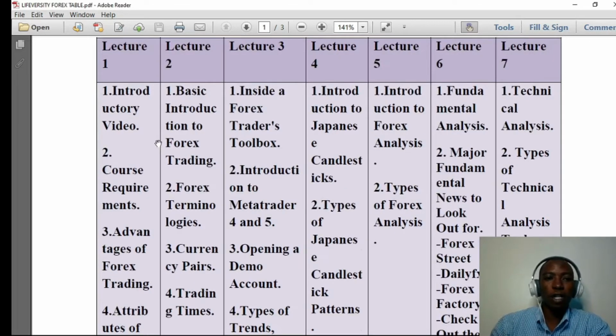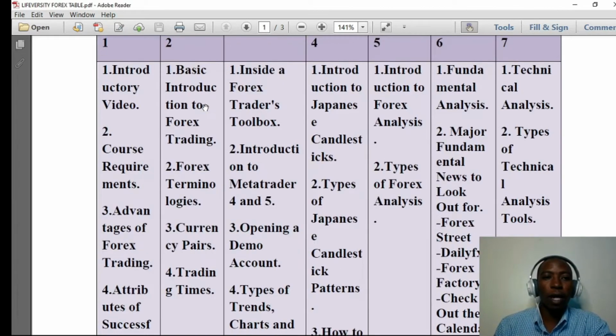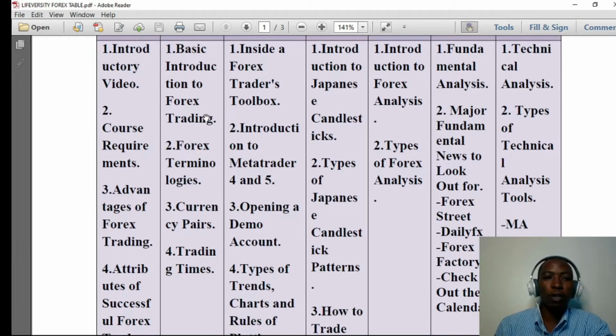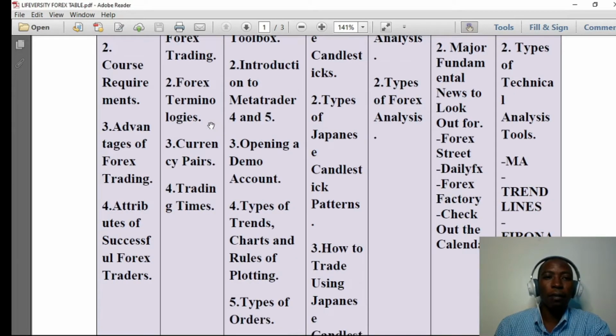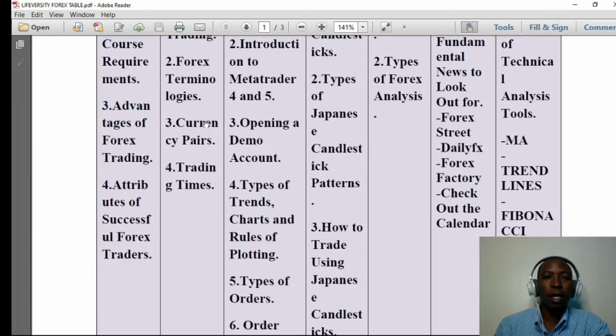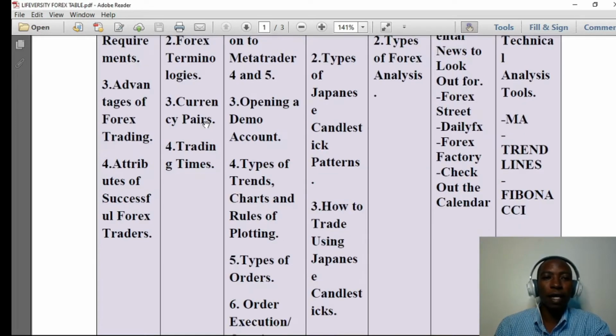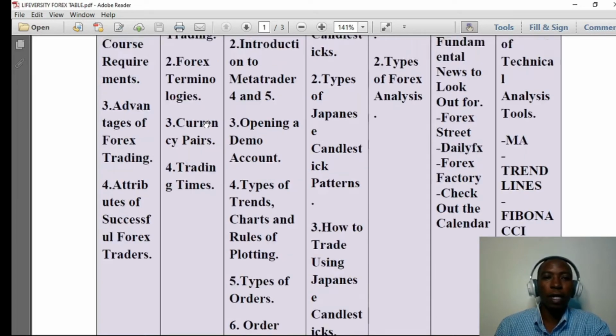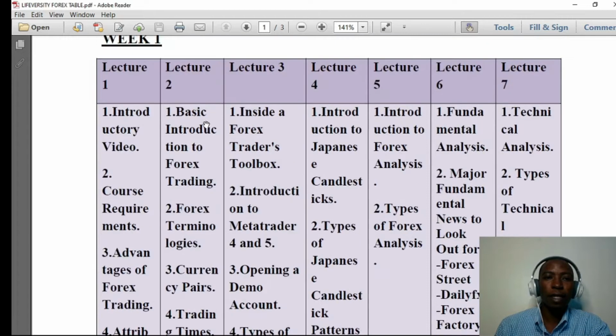And then we have lecture 2. Lecture 2 part 1 has basic introduction to forex trading, and then part 2 forex terminologies, part 3 currency pairs, part 4 trading times. That is lecture 2.